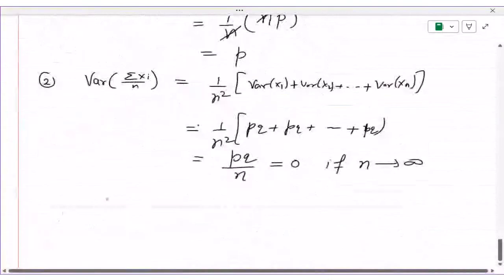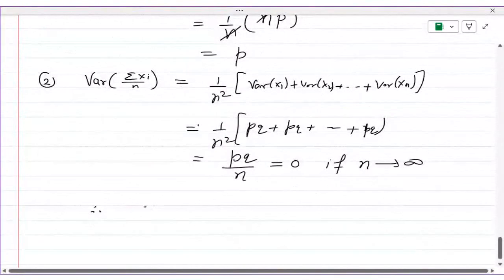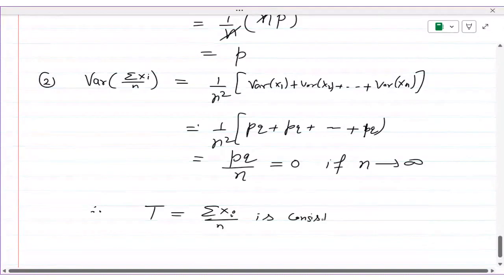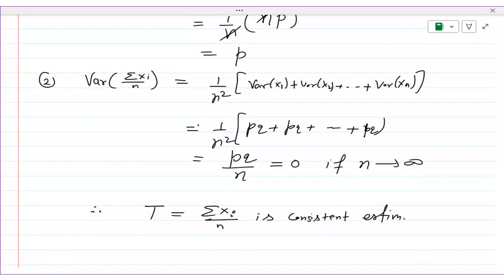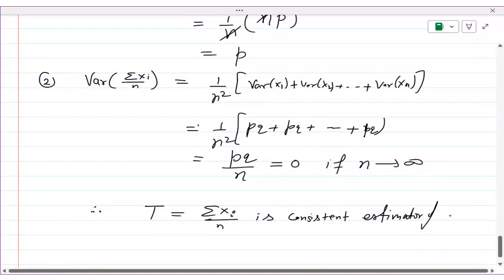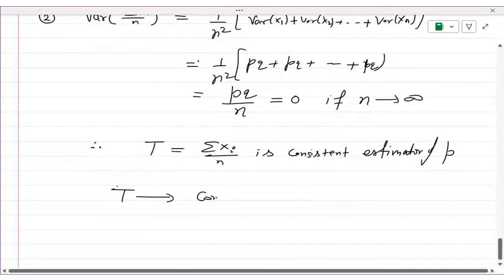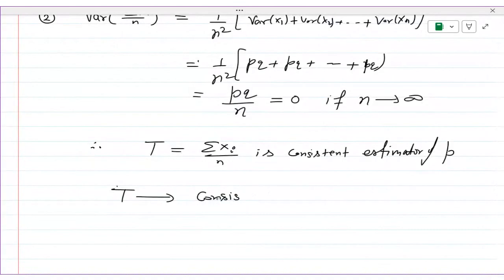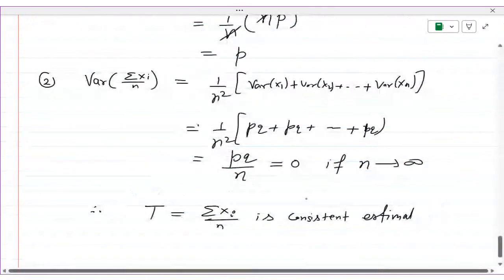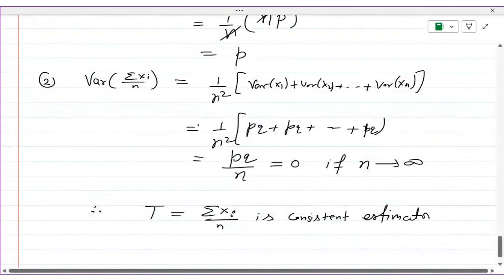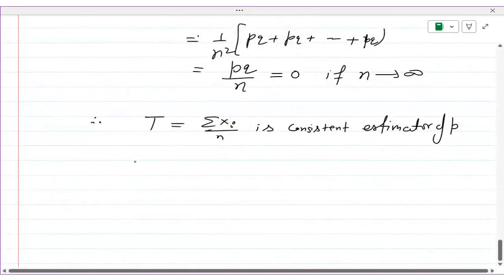Okay. So therefore t, equal to the sum of xi divided by n, is a consistent estimator of p. So we have shown that t is a consistent estimator of p.